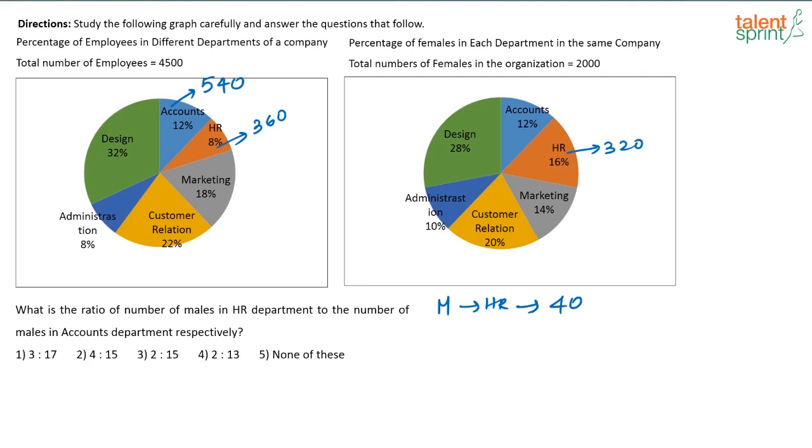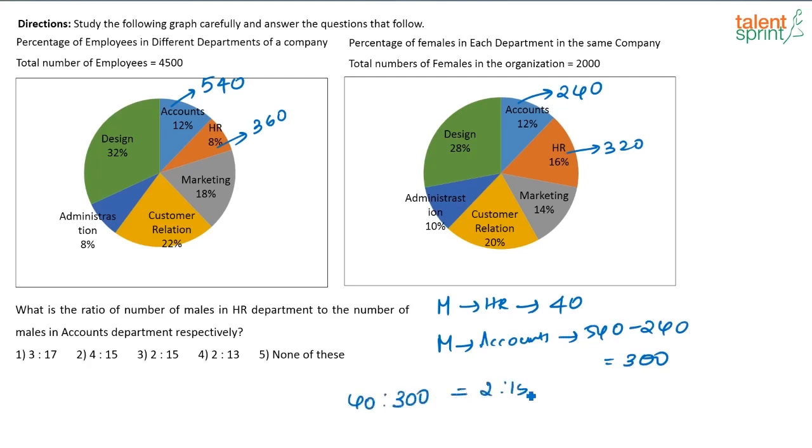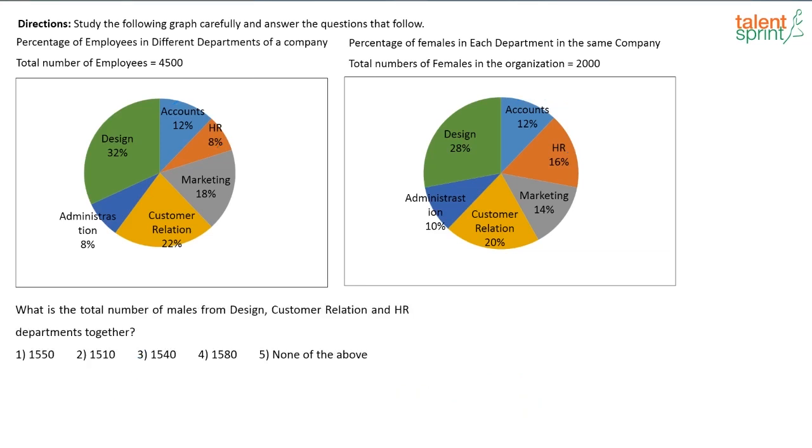Out of these 540 people, how many females are there? 12%. So 12% of that is 240. So how many males are there in the accounts department? 540 minus 240. That is 300. So what is the ratio that we are looking for? 40 is to 300, or 2 is to 15. Option 3.